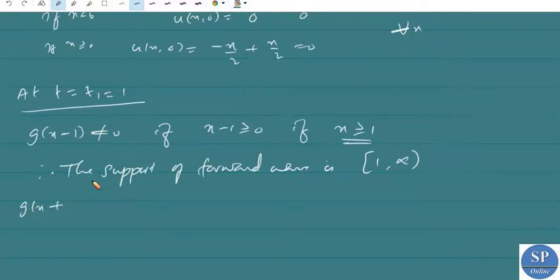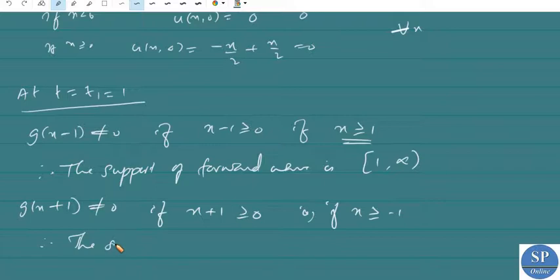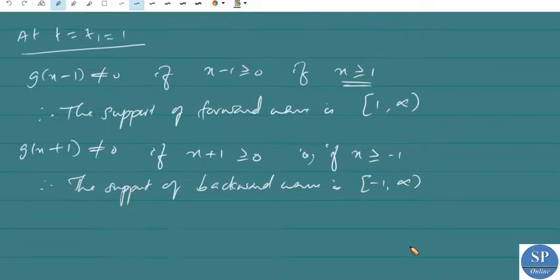Okay, and we have g of x plus t, or x plus 1, not equal to 0 if x plus 1 is greater than or equal to 0, that is if x is greater than or equal to minus 1. Therefore g is not equal to 0 only if x is greater than or equal to minus 1. Therefore the support of this backward wave is minus 1 to infinity. So the support of the forward wave is 1 to infinity, and the support of the backward wave is minus 1 to infinity.